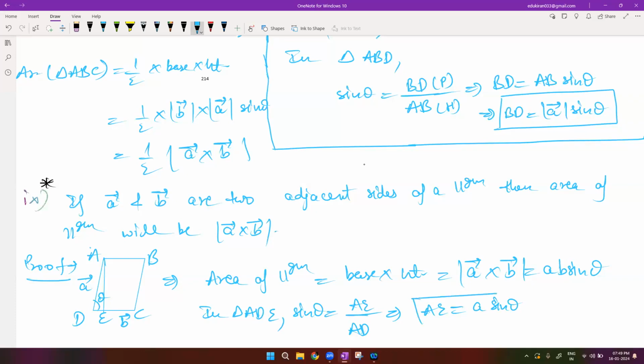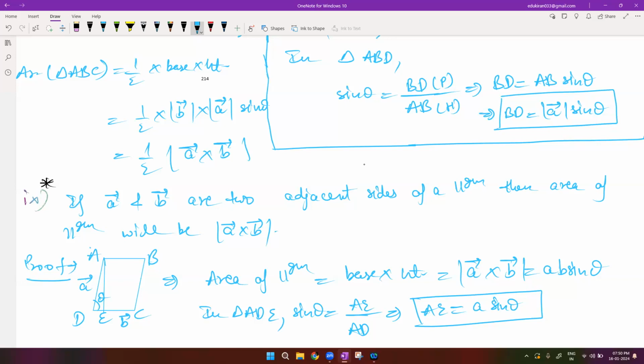So base into height can be written as base is magnitude of B and height is A sine theta. That is why the area of a parallelogram whose two adjacent sides are known to us can be given as magnitude of A cross B, if the two adjacent sides are A and B. So these are some of the important properties that come in vector product, and every question will be based on these properties only.